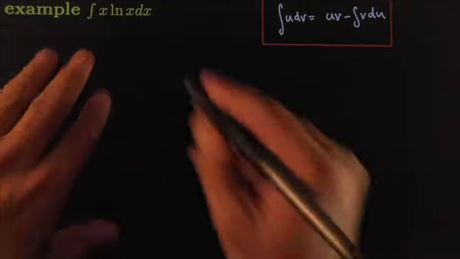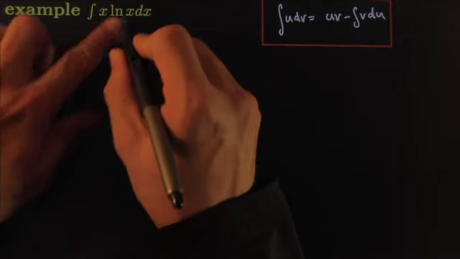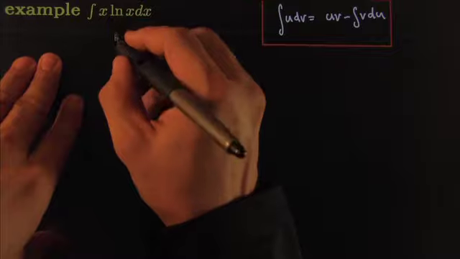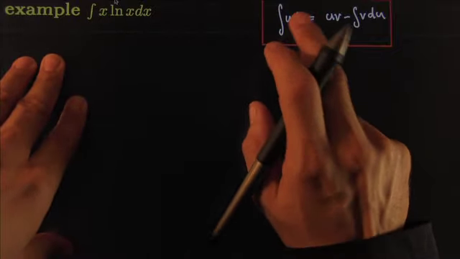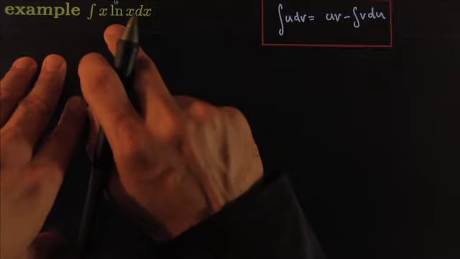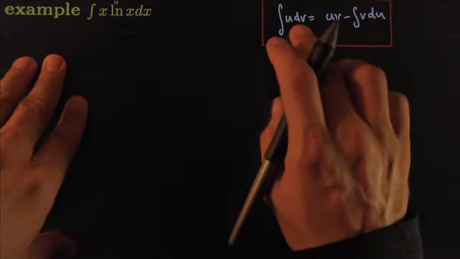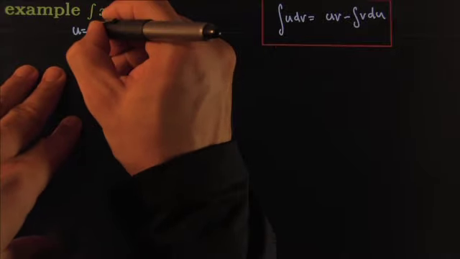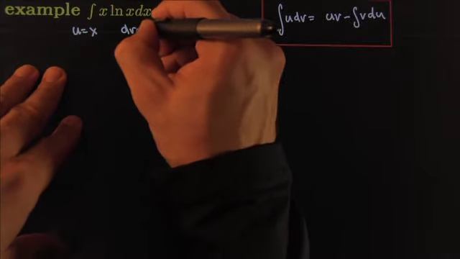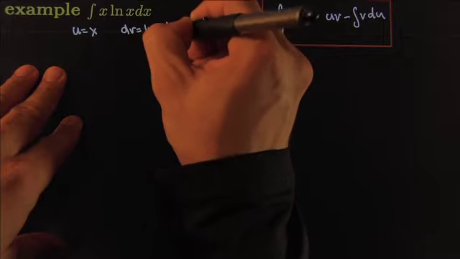Alright, so this one changes it up just a little bit. The other one didn't have that x, this one has it. We'll see how we could do it here. Again, you just have to make your call here. Pull the trigger and call something u, and call the rest of it dv. Then apply the dictionary. So I'm going to go with u is equal to x and dv is equal to ln of x dx, and see how that goes.